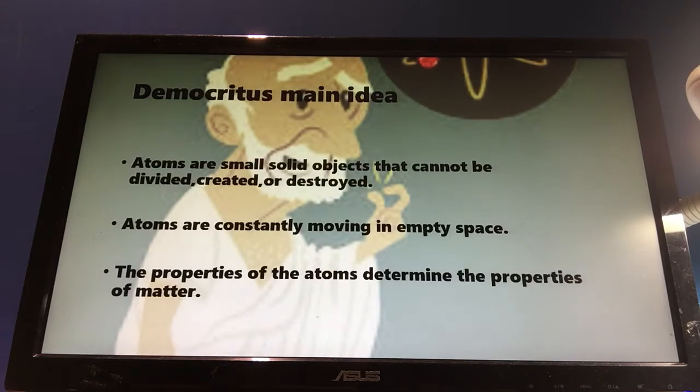His main idea. First, atoms are small solid objects that cannot be divided, created, or destroyed. Second, atoms are constantly moving in empty space. Third, the properties of the atoms determine the properties of matter.